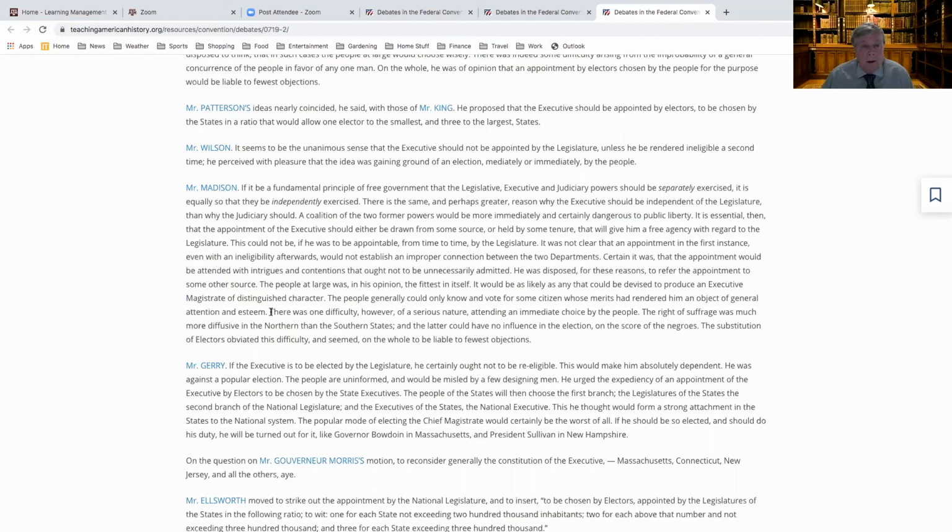Okay, here's the segment from Madison. He says, and this is just part of what he's talking about here: "There was one difficulty, however, of a serious nature attending an immediate choice by the people. The right of suffrage was much more diffusive in the northern than the southern states, and the latter could have no influence in the election on the score of the Negroes. The substitution of electors obviated this difficulty and seemed on the whole to be liable to the fewest objections."